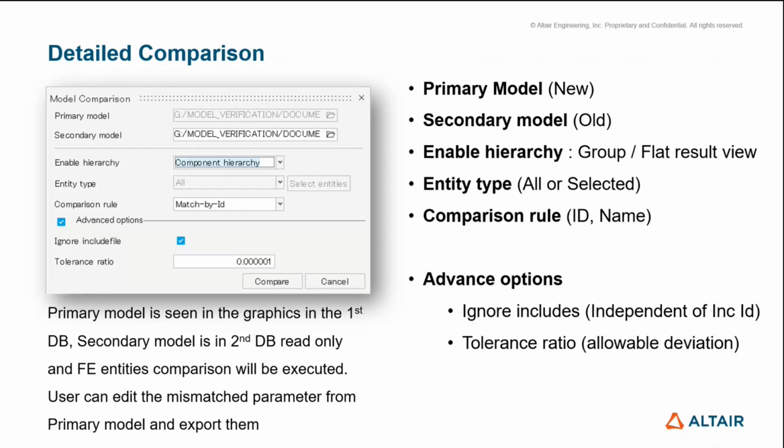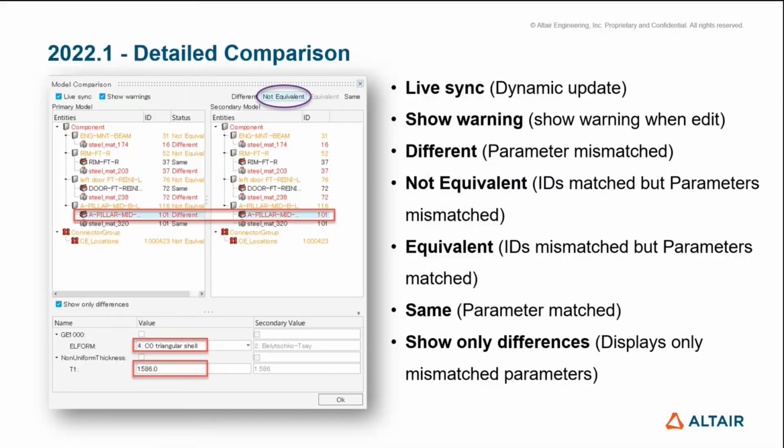Then tolerance ratio to give an allowable ratio or deviation from your floating values. So these are the major parameters available in this detailed comparison. Once you execute this, the model will run. Finally, it will give you this kind of a split window.